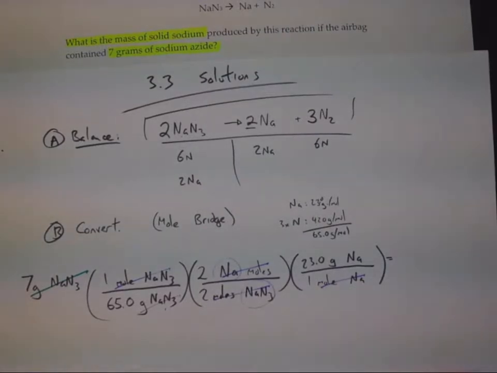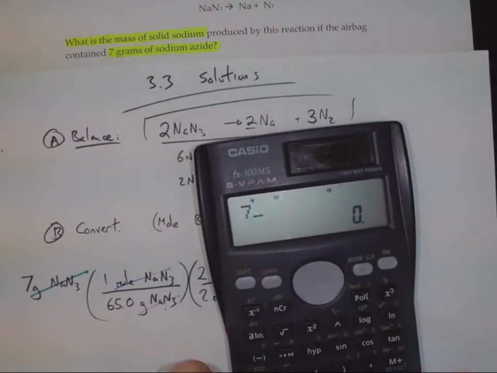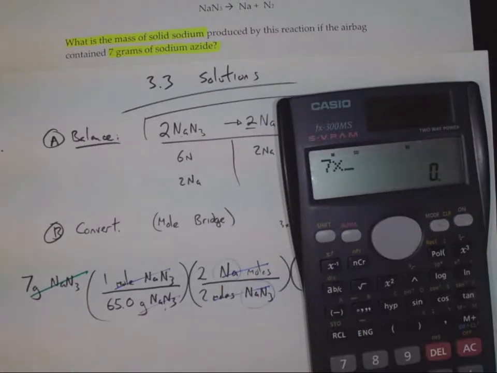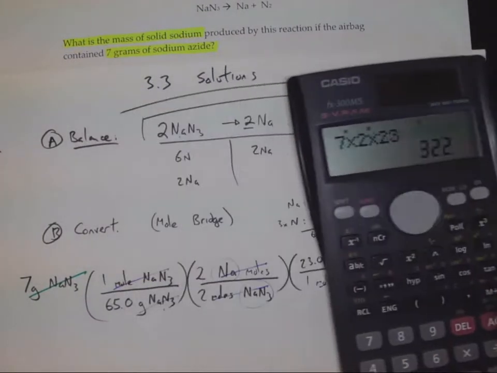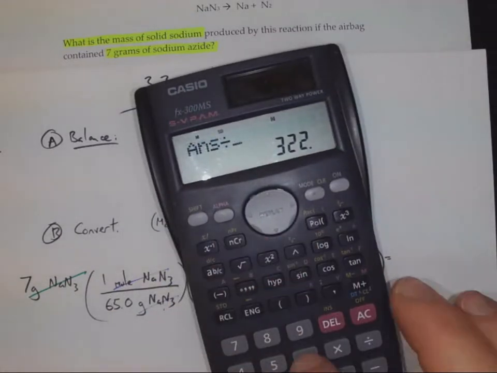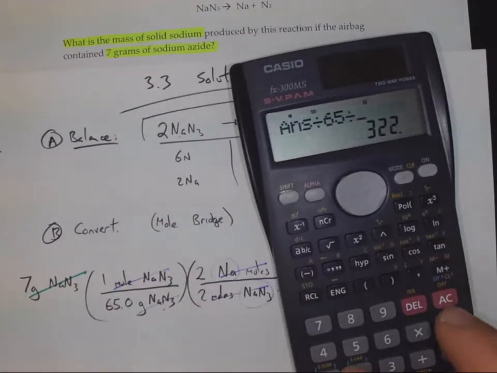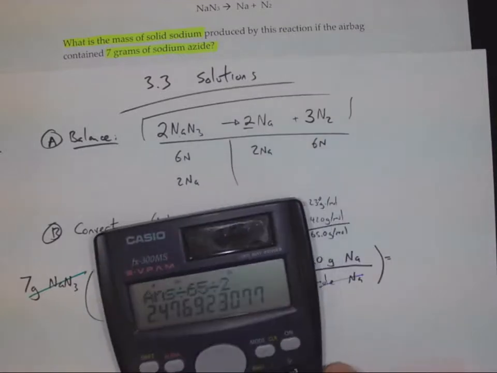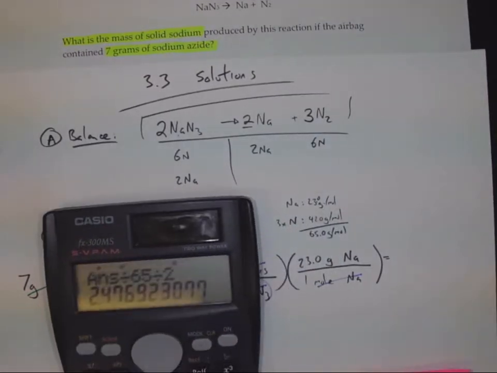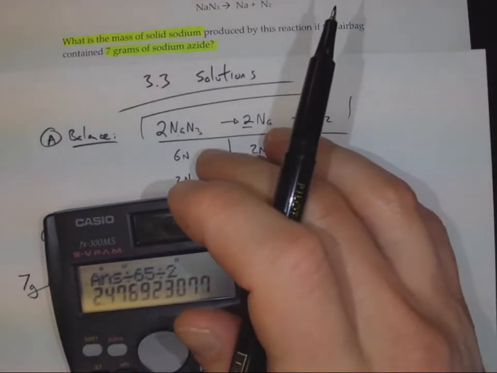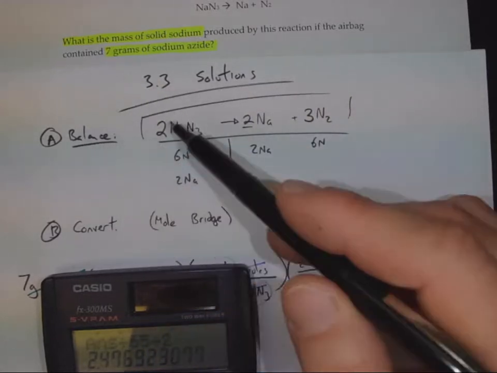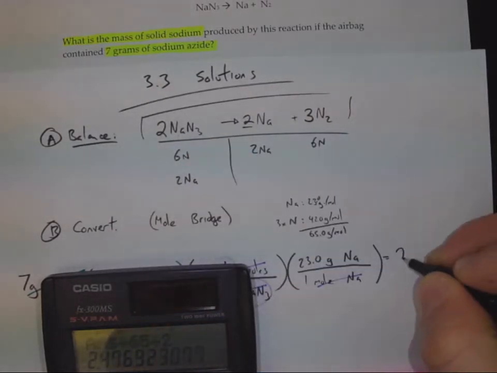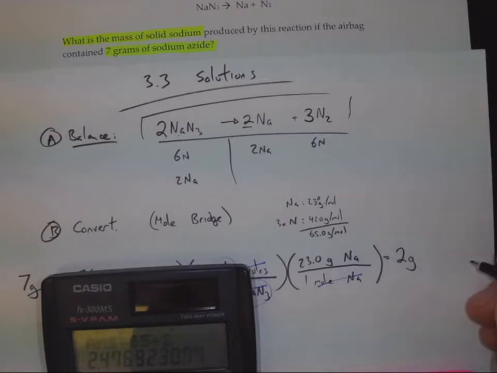Okay, so now we'll grab a calculator. Get 7 times 2 times 23, and then we'll divide that by 65, and divide it by 2. And we get 2.476. Now, of course, we should only have 1 sig fig, and so we'll just round that to 2 grams of sodium metal.